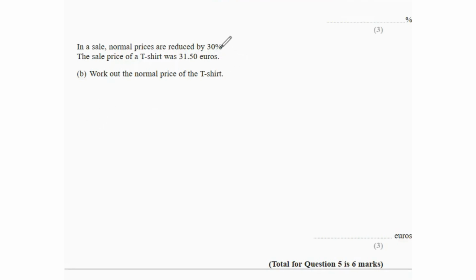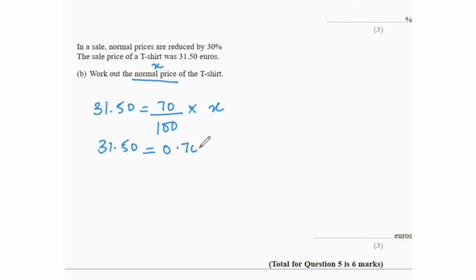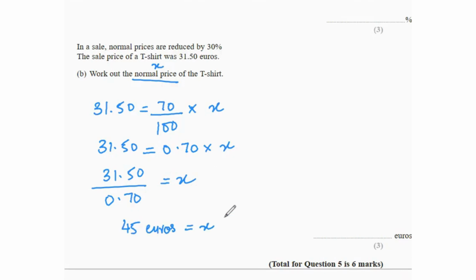So same thing, if it's reduced by 30%, that means 31.50 is basically 70% of the normal price. So 70 over 100 times x, x being your normal price. So 31.50 equals 0.70 times x, then 31.50 divided by 0.70. And that gives us a value of 45 euros. So that is your normal price.